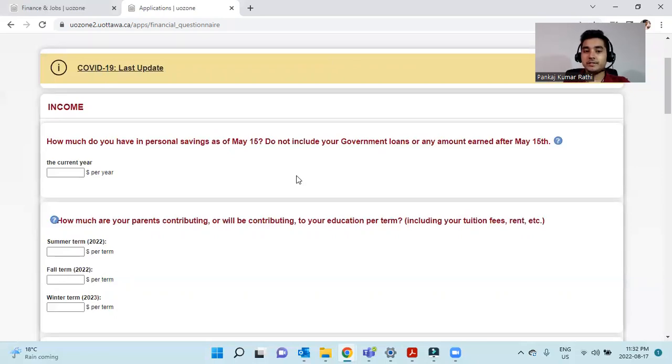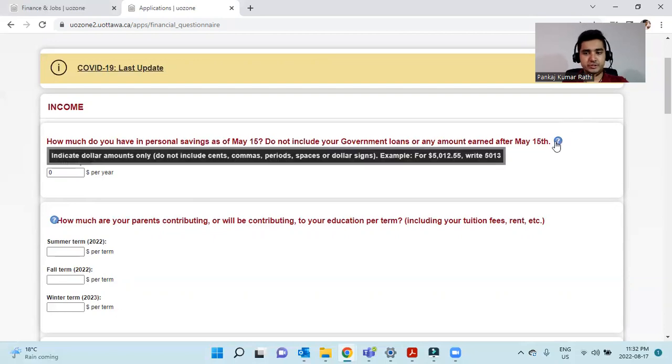Now, for the current year, since you are not earning anything here in Canada, you can mention the amount as zero. Okay, so if you are earning anything, do mention that. If you're not earning anything, do mention zero.